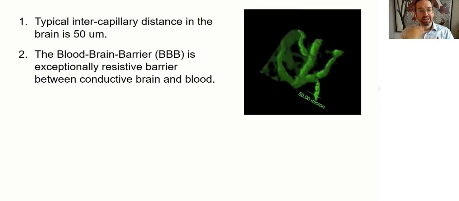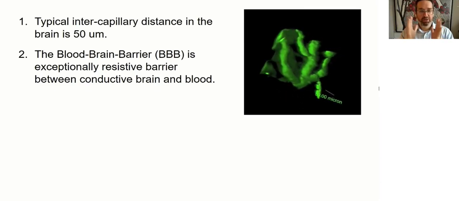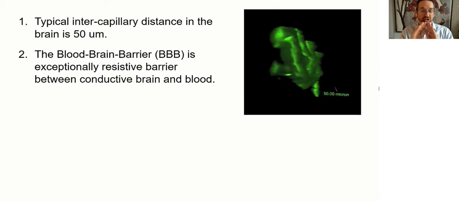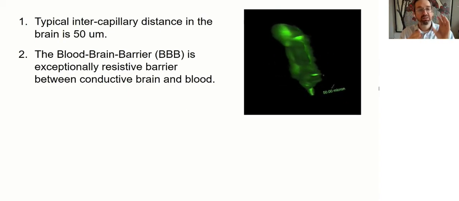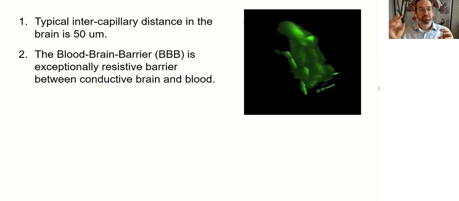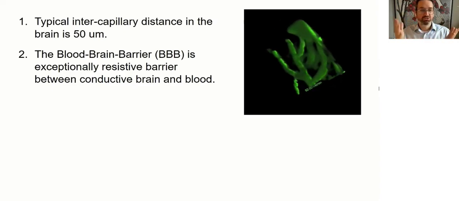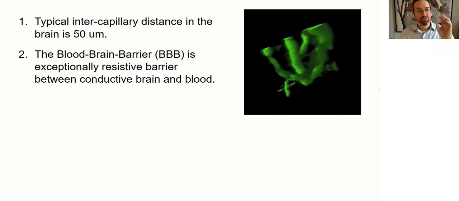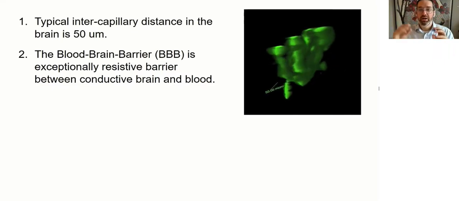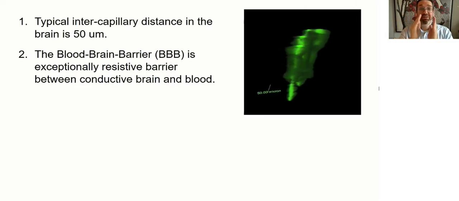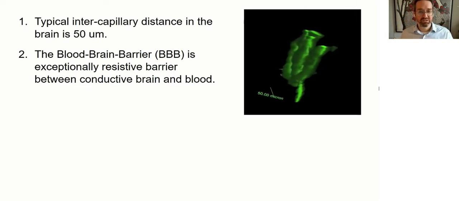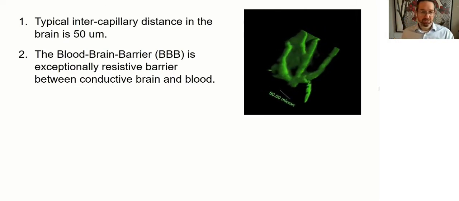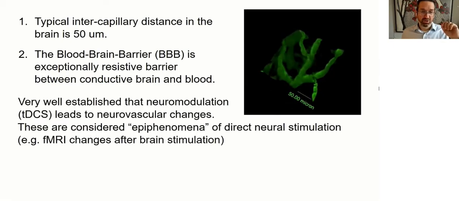They are everywhere. And the other thing you need to know is that the blood-brain barrier, which is the sheath around the blood vessels, the thing that separates the blood from the brain, is extremely resistive. It's extremely resistive sort of by biological design. So we have a relatively conductive brain, a conductive blood, and a very, very exceptionally resistive blood-brain barrier. So these are the physical principles that everything else falls from.